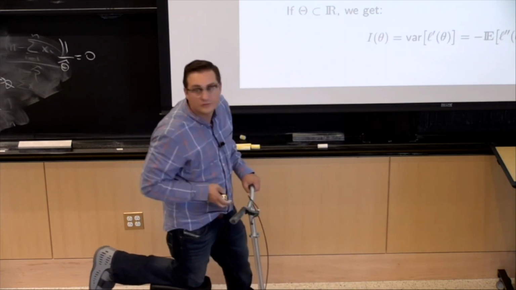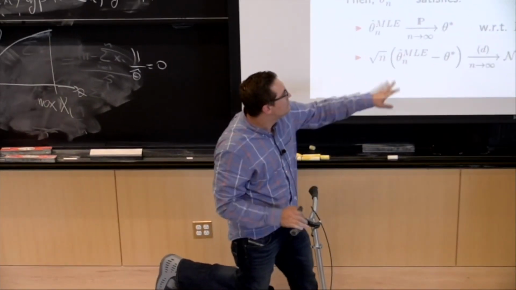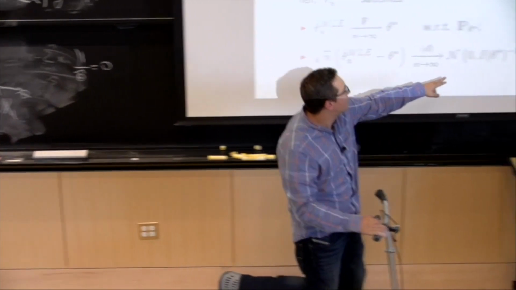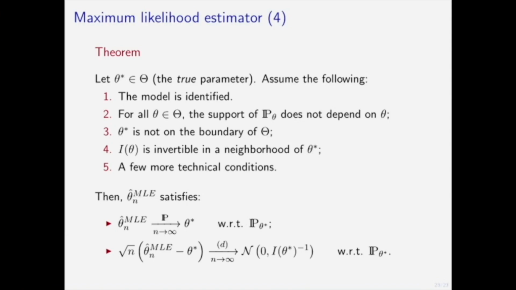Maybe I should not go into those details because I'm actually out of time. But just spoiler alert, the asymptotic variance of the maximum likelihood estimator as n goes to infinity is going to be 1 over this guy. So we want it to be large because the asymptotic variance is going to be very small. All right, so we're out of time. We'll see that next week.